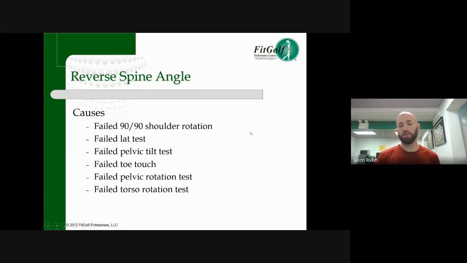Reverse spine angle. So when we turn the shoulders back, if the spine starts leaning towards the target, that's how we would define spine angle. The causes of that would be a failed shoulder raise test, a failed toe touch test, pelvic tilt, pelvic rotation, and torso rotation test. Can all lead to reverse spine angle.